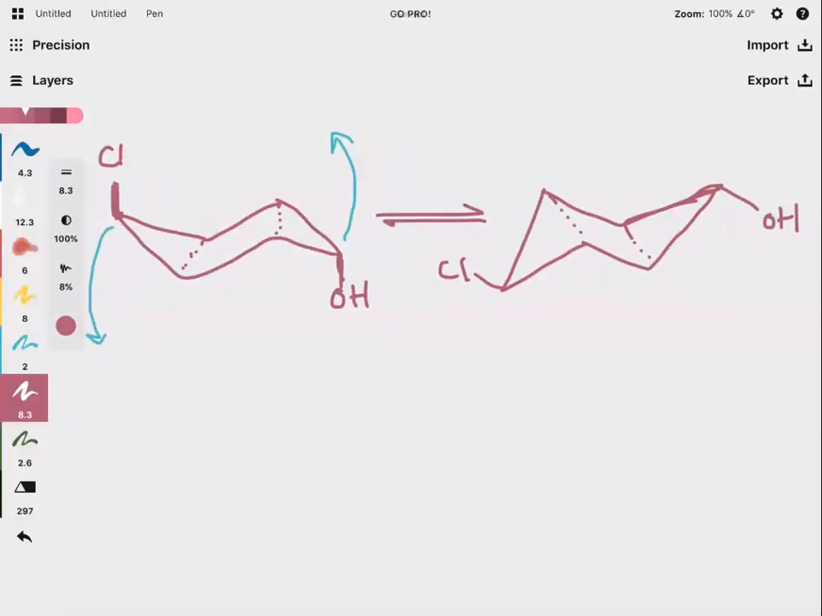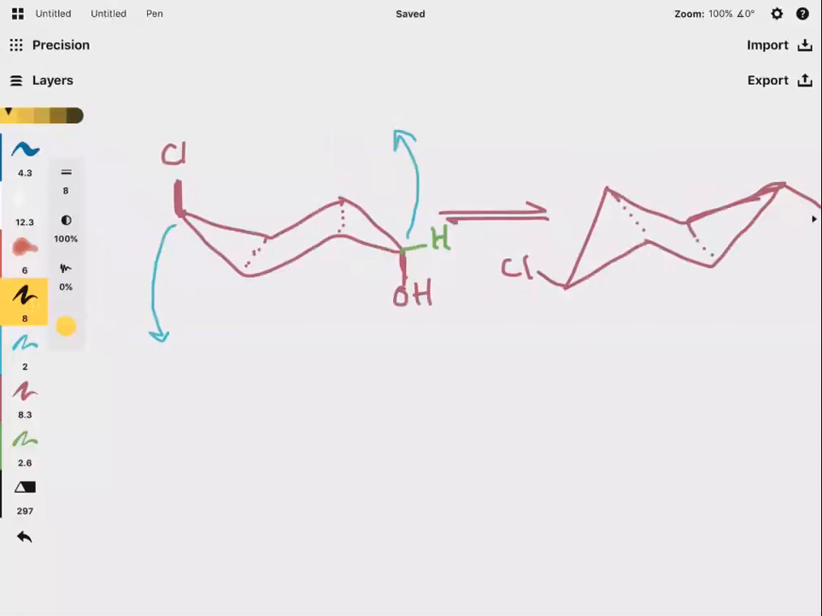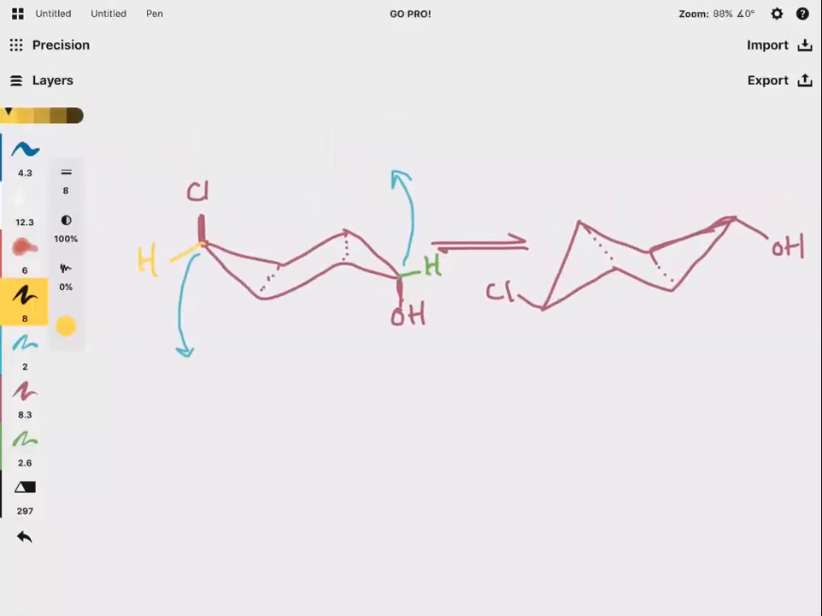And let's draw in the hydrogens that we know were there. So the hydrogen on the carbon with the OH was like that, right? And the hydrogen next to the chlorine was like that. So when this flip happened, the yellow hydrogen was pointed down, right? So it's still going to stay pointed down when the ring flips, so it's going to be like this. And the green hydrogen, which was pointed up, is still going to remain pointing up, so it's going to be like that.